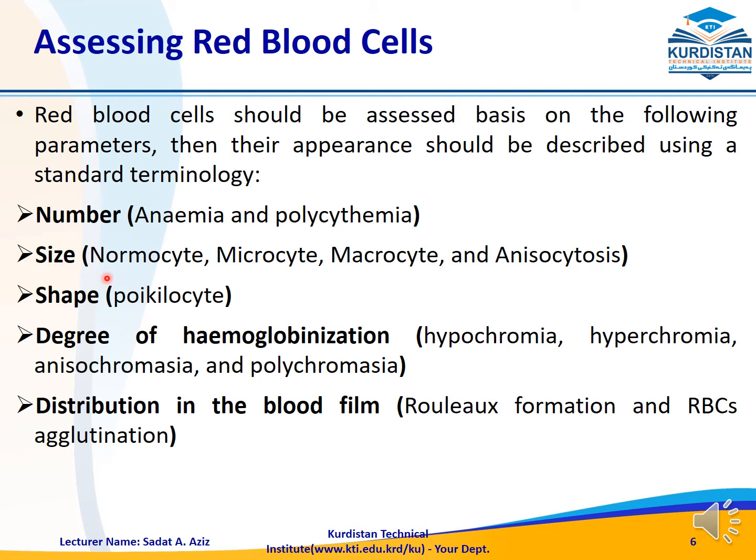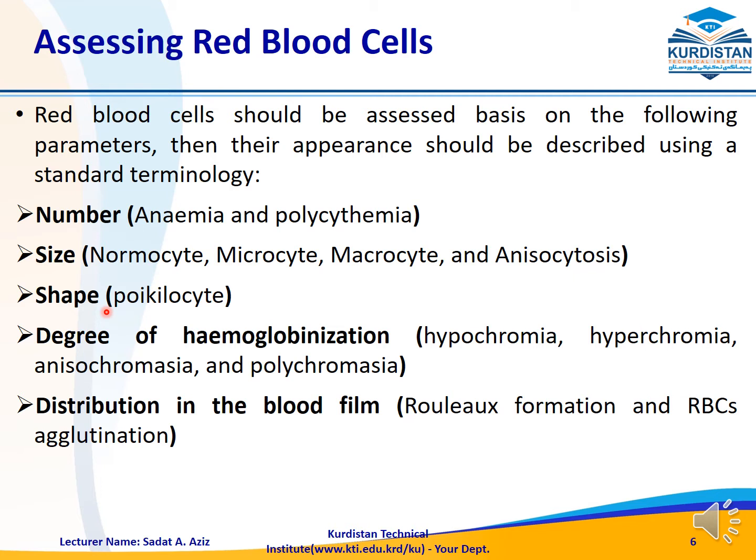About the size of the cells, we have normocytic, macrocytic, microcytic, anisocytosis. All of these terms we will explain later, one by one, and they can be used to define the size of the cells.